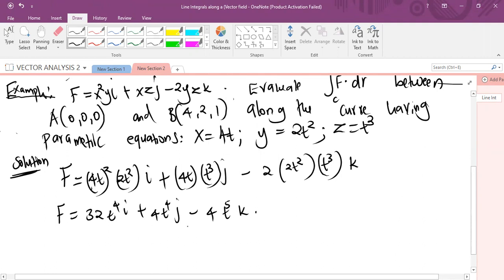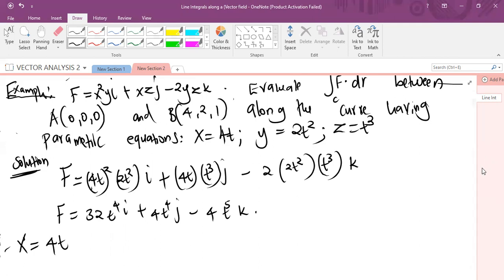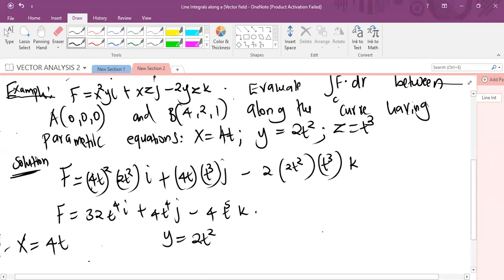Now, the next thing is from our formula, we know that we are going to need dr, which is dx, dy, dz. So we can go ahead and express all that in terms of t. We have our x being equal to 4t, y is equal to 2t squared, and z is equal to 2t cubed.